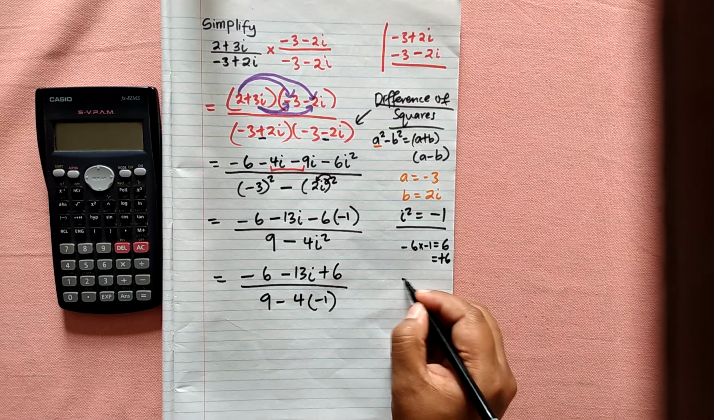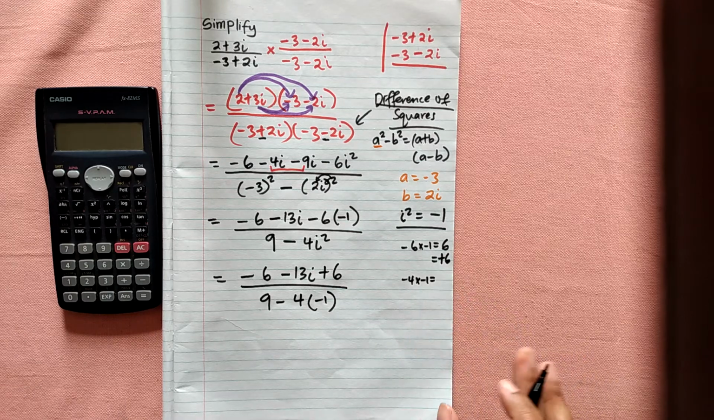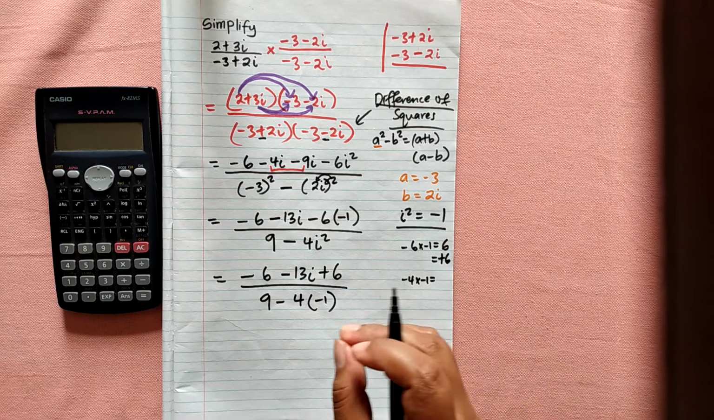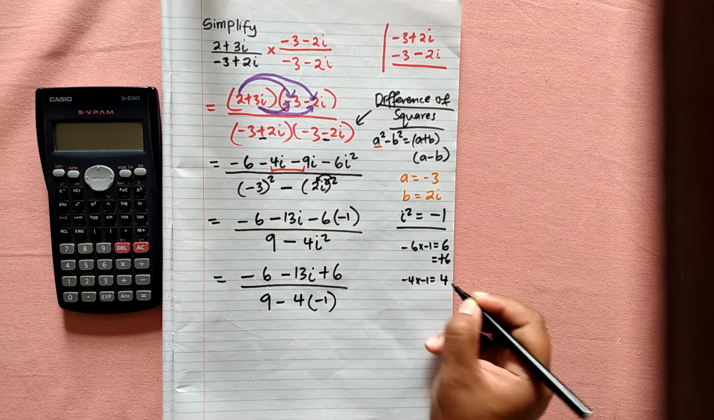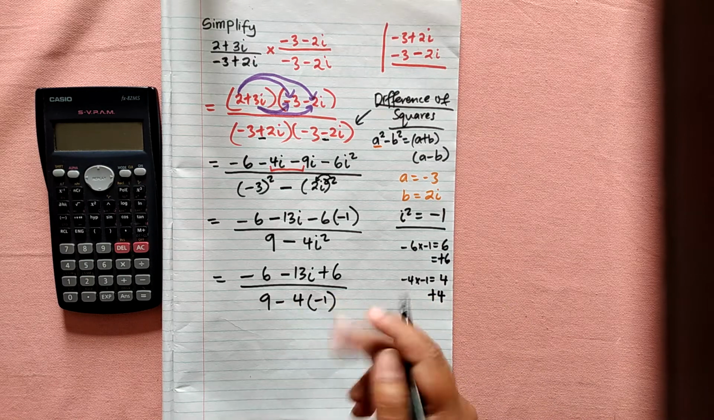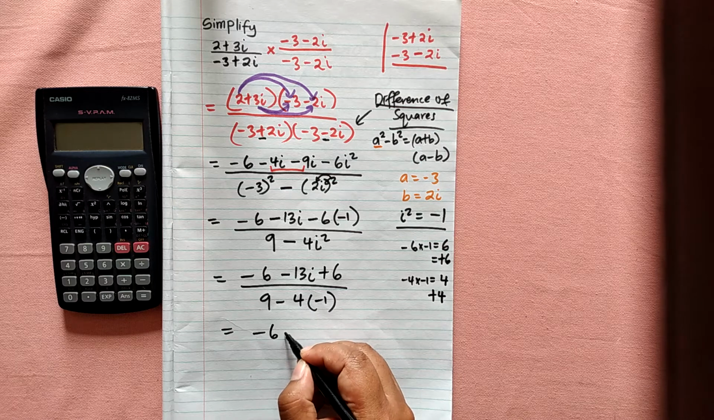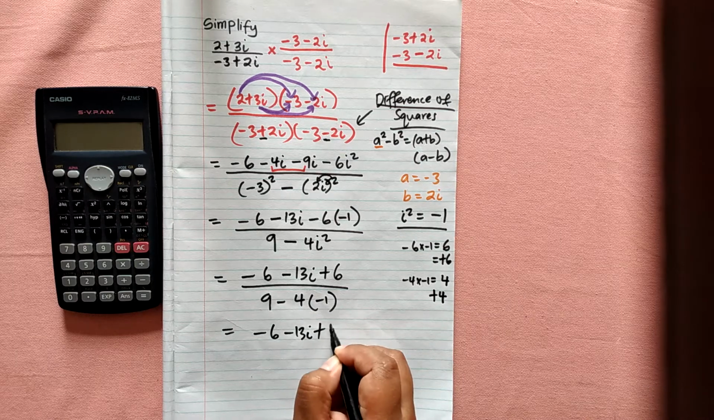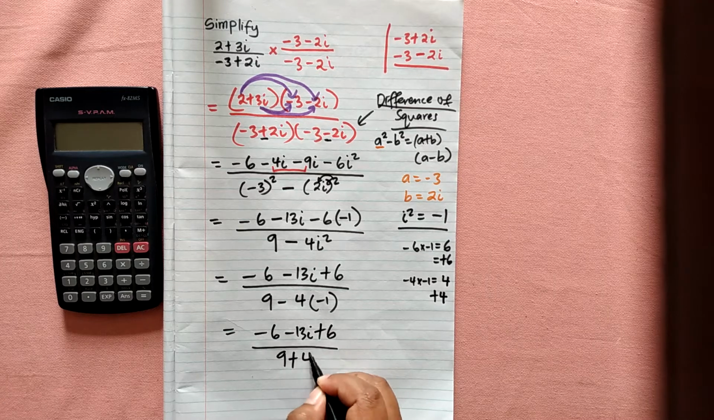Okay, same thing here, negative 4 times negative 1. According to BODMAS rule we have to multiply first, and that is why I'm multiplying first. Negative 4 times negative 1 is positive 4. Positive 4 can also be written like this, with a plus sign, and that plus sign will come here. So negative 6 minus 13i plus 6 divided by 9 plus 4.